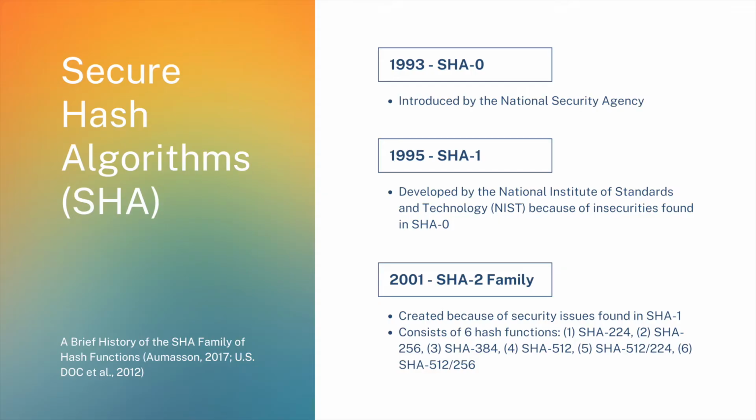SHA-512/224 and SHA-512/256 are just truncated versions of the others. So, how is the SHA-2 more secure compared to its predecessors?